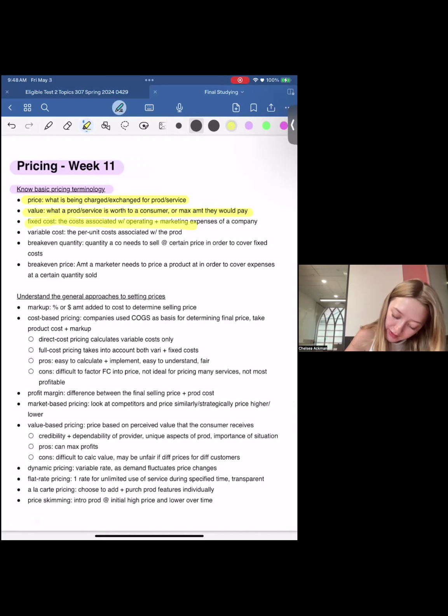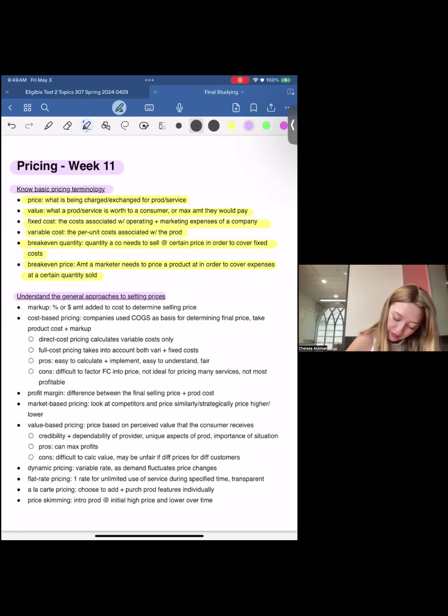Fixed cost is the cost associated with operating and marketing expenses of a company. Variable cost is the per unit costs associated with the product. Break-even quantity is the quantity a company needs to sell at a certain price in order to cover fixed costs. And break-even price is the amount a marketer needs to price a product at in order to cover expenses at a certain quantity sold.